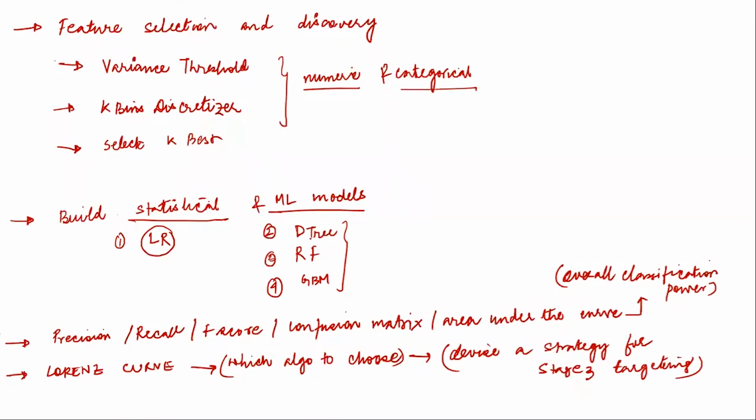Logistic regression will get impacted. These guys will not get impacted. Yes, ML models will not get impacted, but logistic regression will get impacted. Can anybody tell me the answer to the question why?